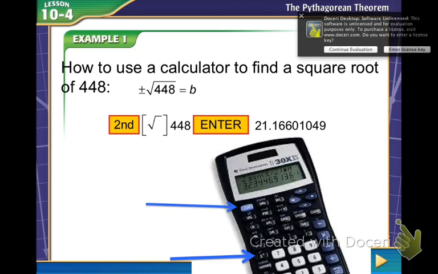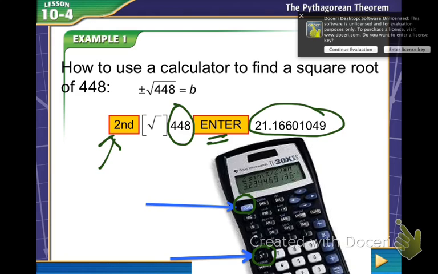Let me show you how to use our calculator to find the square root of a number. So let's try it out for 448. First, you select the second button, which is right here, and then the square root button down here. It's the opposite of the x to the second power. You can see the little blue radical sign above that button. Type in your number, 448, hit enter or equals, and you should get this as your result.